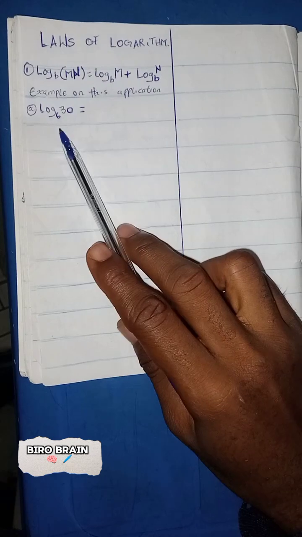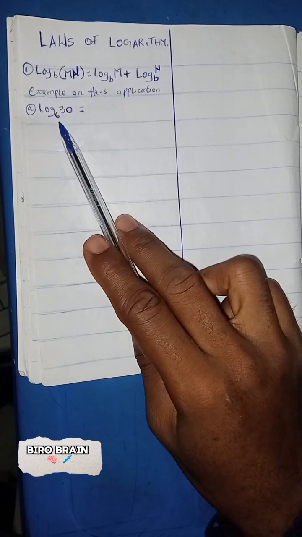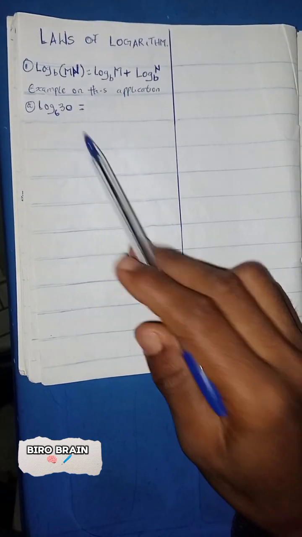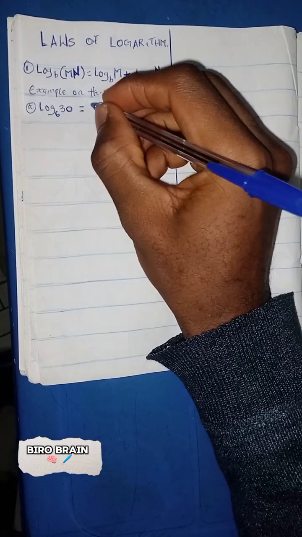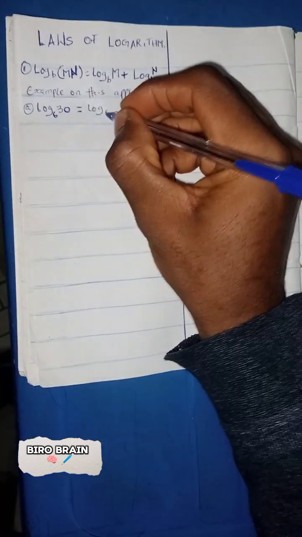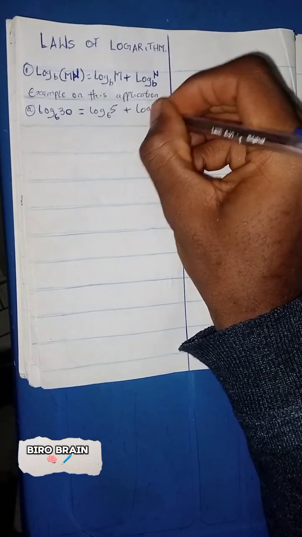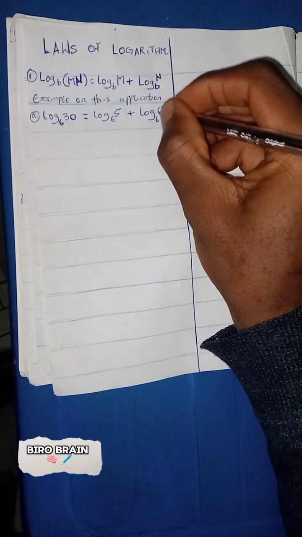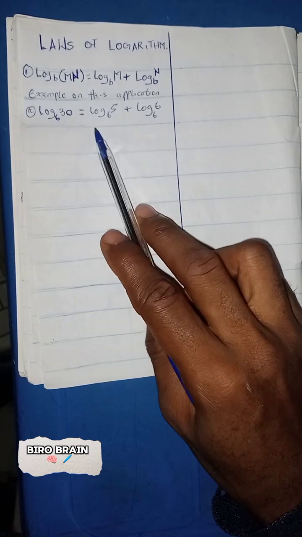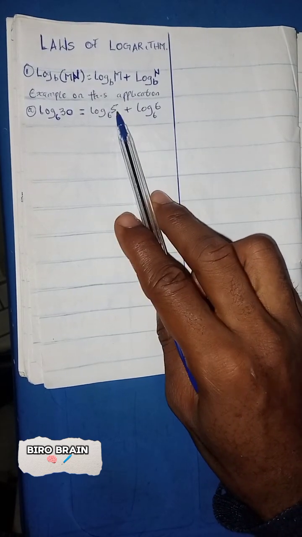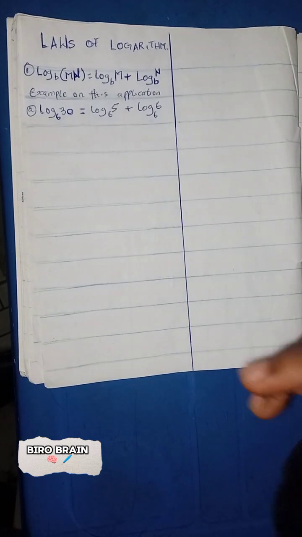The first example we have is log 30 in base 6. We all know 5 times 6 is 30, right? So this is the same thing as saying log 5 base 6 plus log 6 base 6. You can see we're still having the same base.